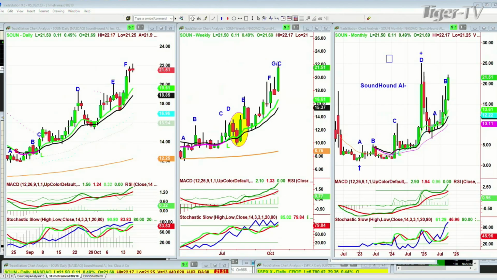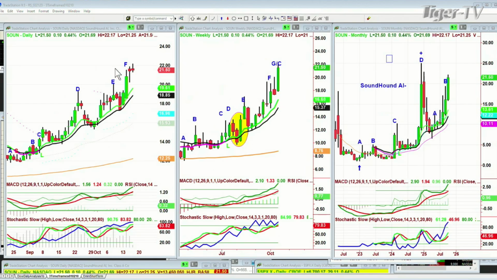The company develops voice-activated AI platforms and agentic AI software. Okay. So yeah, I like it. I've loved it for a long time. We never got in, even when it was in the single digits. I was talking about it.